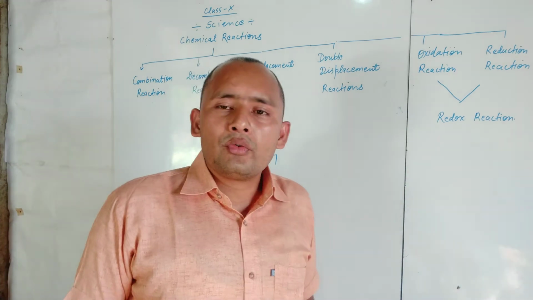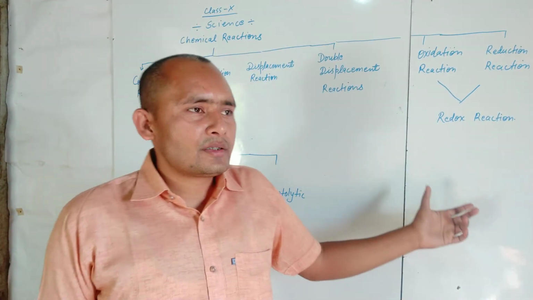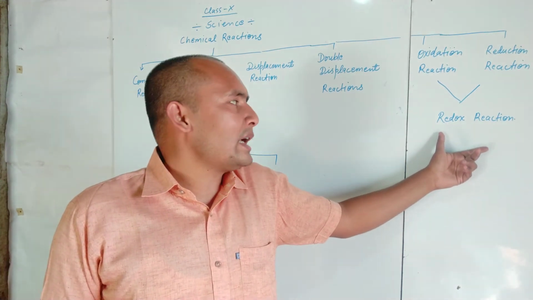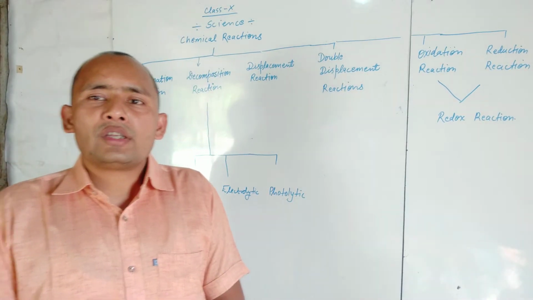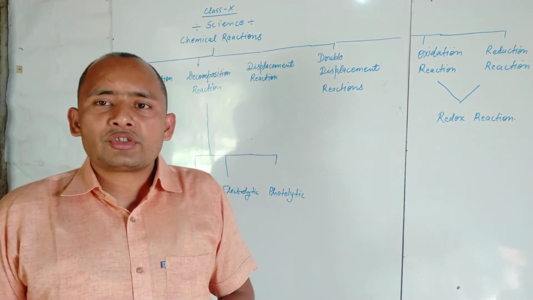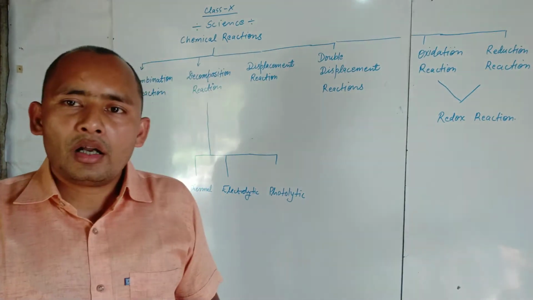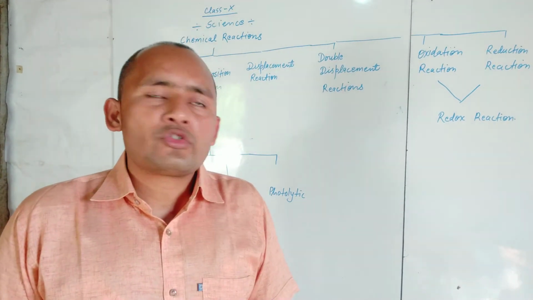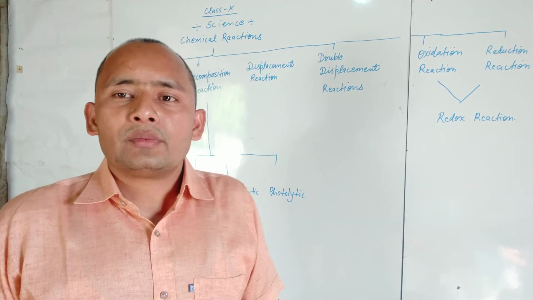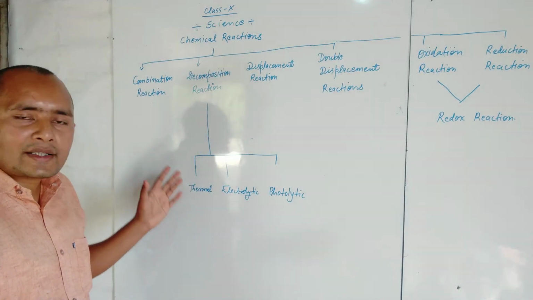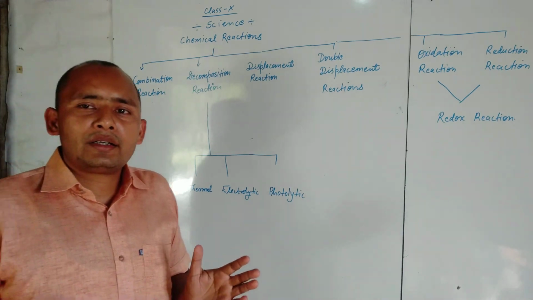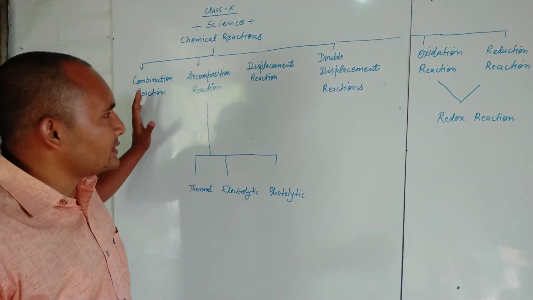And if you combine both processes, then you will get a specific type of reaction that is called redox reaction, in which one compound shows reduction and one compound shows oxidation. Or you can say one element shows reduction and one element shows oxidation. That's all about the reactions which are given in your syllabus. Now I will tell the reactions in detail.